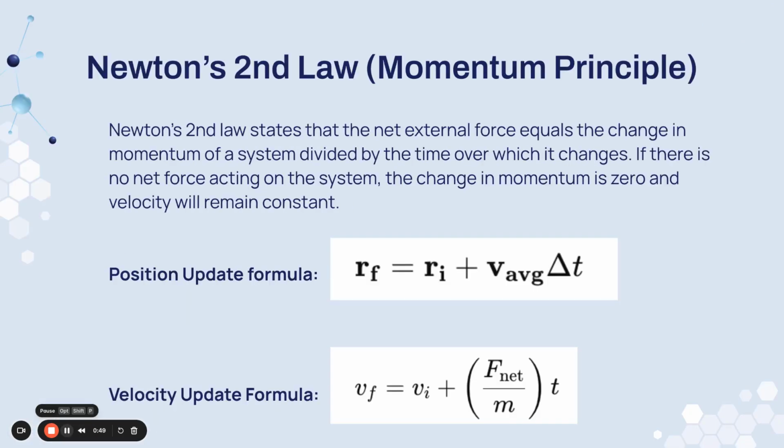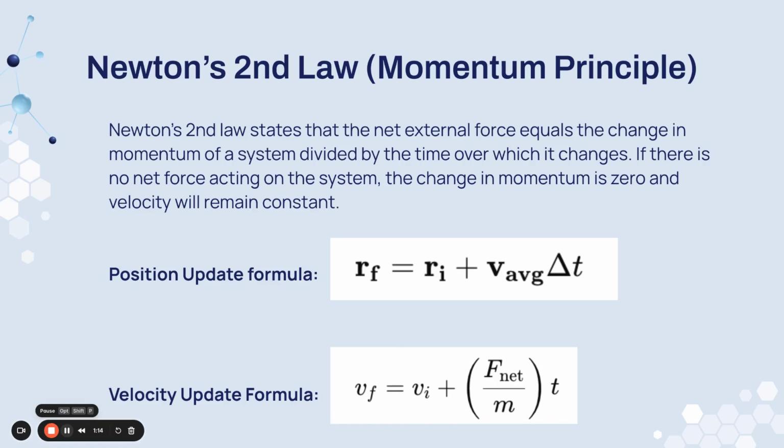The key principle of this lab was Newton's second law, aka the momentum principle. Newton's second law states that the net external force equals the change in momentum of a system divided by the time over which it changes. So if there is no net force acting on the system, the change in momentum is zero and velocity will remain constant. Newton's second law can also be rearranged to produce both the position update formula as well as the velocity update formula.